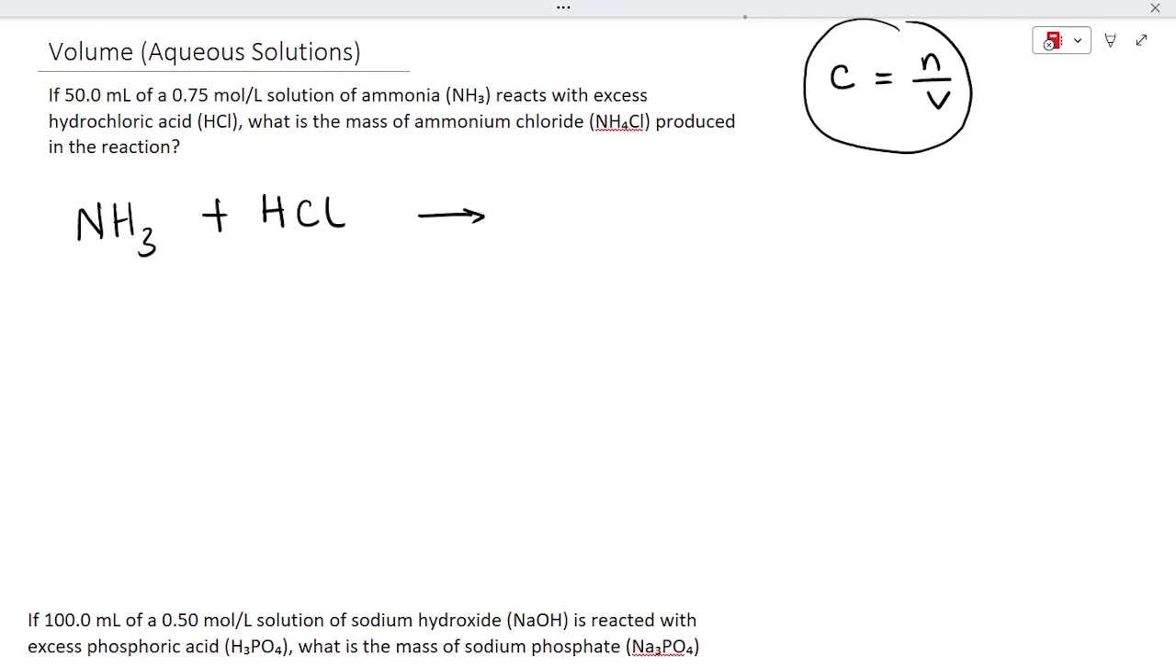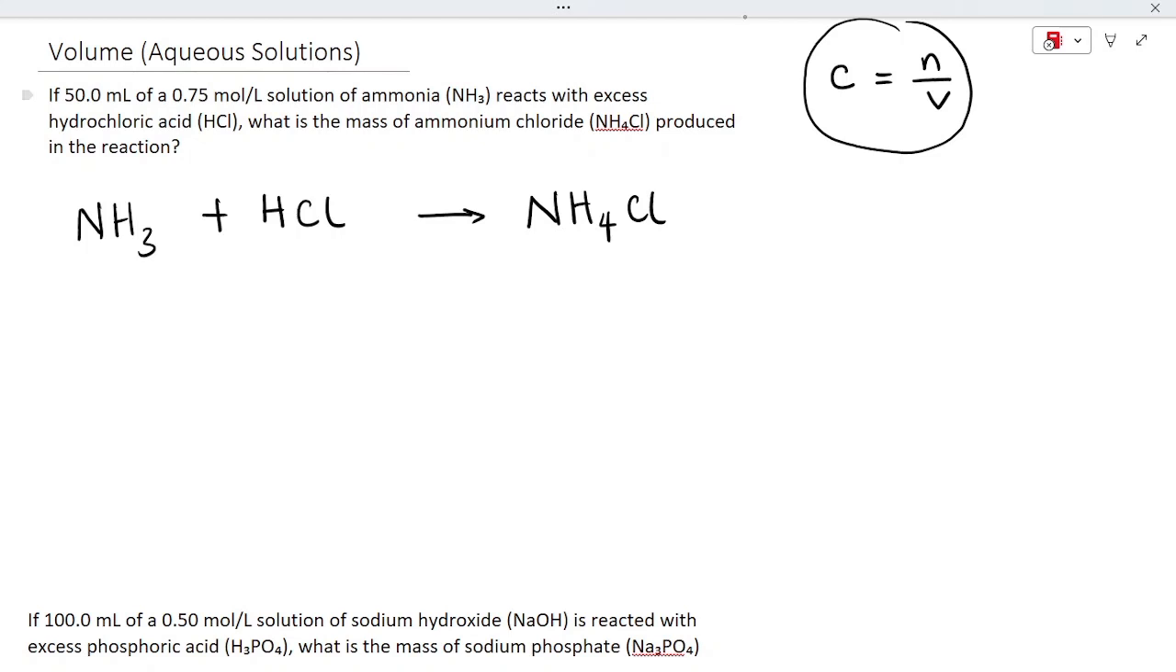Ammonia is a base, hydrochloric acid is an acid. However, we don't get salt and water in this case. It is still neutralization. We only just get the salt, which is ammonium chloride. And if you check our equation in itself, it is actually balanced. So we simply move on and check out what do we need.